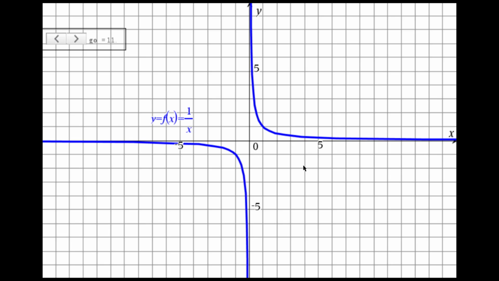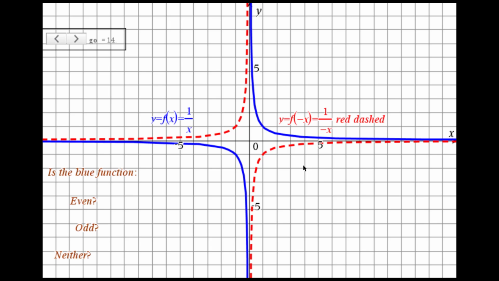The reciprocal function, we'll graph that in blue. f of the opposite of x, which is 1 over the opposite of x, is going to be red and dashed. And you can see those are not identical. So this is not an even function. To check if it's odd, we'll graph y equals the opposite of f of x, which is the opposite of 1 over x. That's in green. And you'll notice that the green and red are identical. So since f of the opposite of x is always equal to the opposite of f of x, we call this an odd function. The reciprocal function is odd.